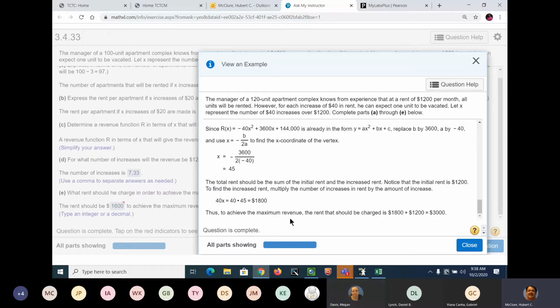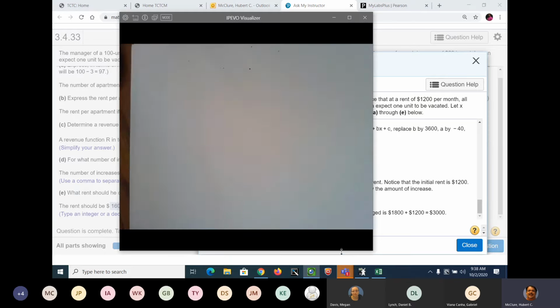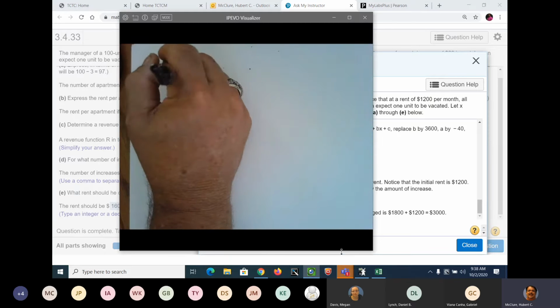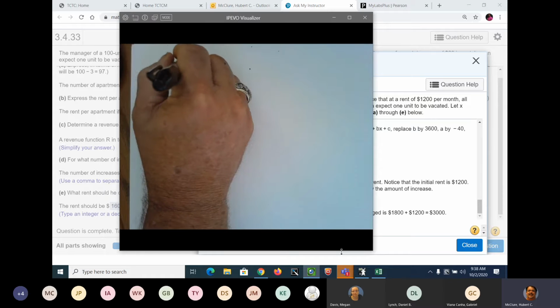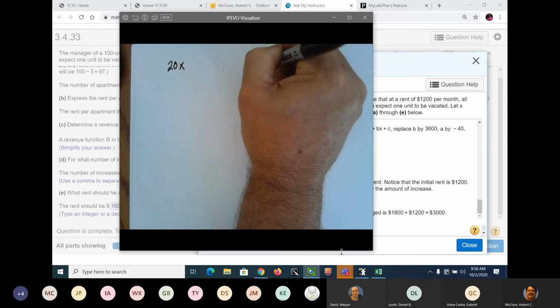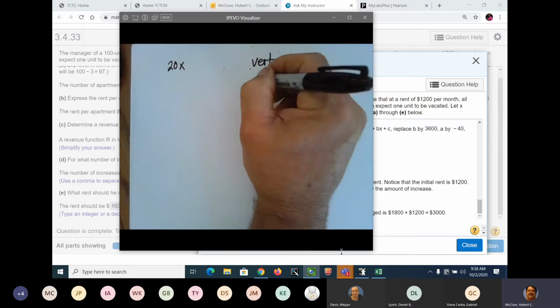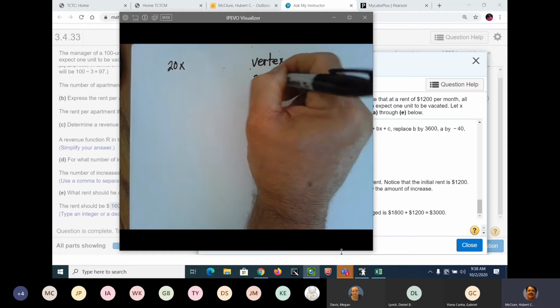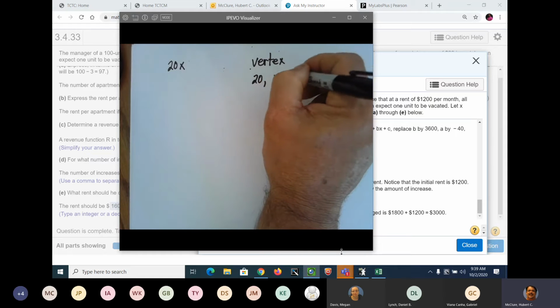So let me show you how they get it so you can write it down so you can get this homework problem right, because that's the only reason you need it, because I would never put this on the test. All right. So what they're doing is you got 20x. All right, our vertex is 20, 128,000.